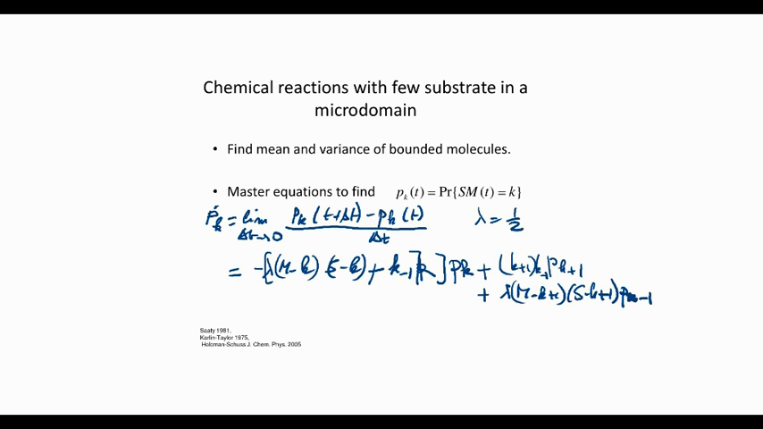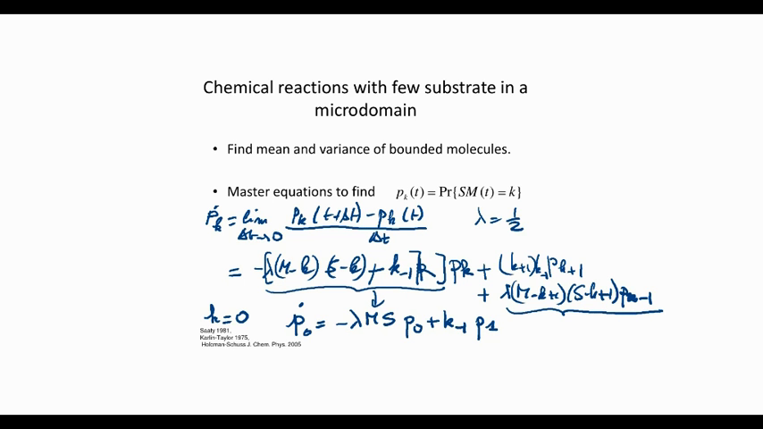Alright, so now we have to be careful. For example, for k equals 0, this term here does not exist, right? So we have to rewrite the equation and be careful. So we just get p0 dot equals minus lambda m s multiplied by p0 plus k minus 1 p1, right? So this is what you get from here.